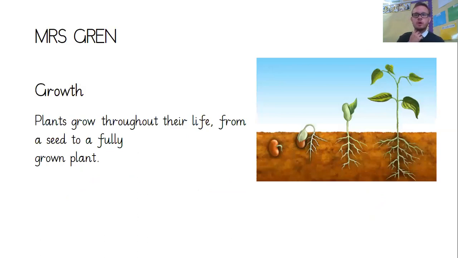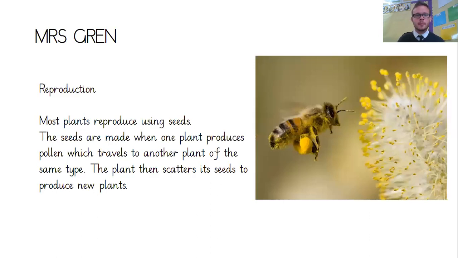So for growth, we know that plants grow. You plant a seed, a bean, in the ground, and that will grow over time. And it will grow throughout its entire life. For reproduction, and we talked about the male and the female parts of the flower, most plants produce seeds. These seeds are made when one plant produces pollen, which travels to another plant at the same time. These then mix, and the plant then scatters its seeds to produce new plants. And we'll get into much more detail about this in a later lesson, but it's important to know that plants do reproduce, and the seeds are a product of that reproduction.